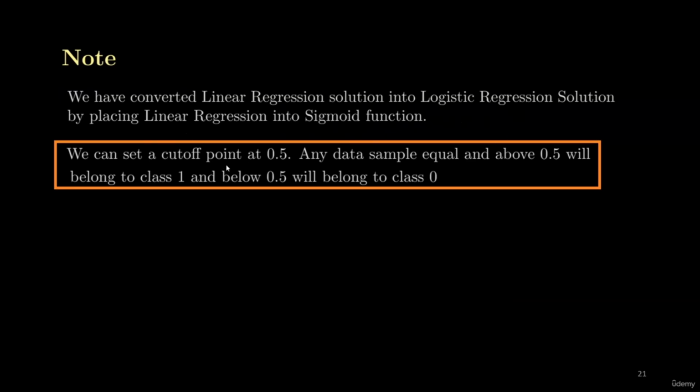In the logistic regression model, we will use a cutoff point of 0.5, that is, the threshold value or cutoff value is 0.5. Any data sample whose probability is equal to or greater than 0.5 will belong to class 1, and below 0.5, it will belong to class 0.